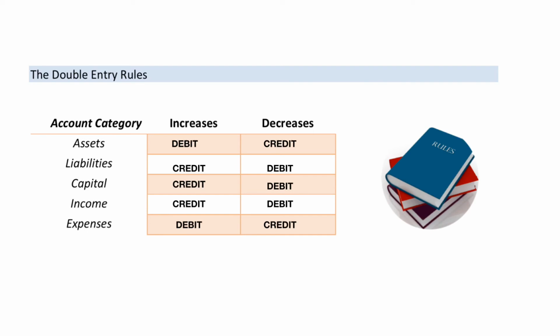Right. So when the liabilities increase, you need to credit it. When the liabilities decrease, you need to debit it. With capital, if the capital increases, you need to credit it. If the capital decreases, you need to debit it. If the income increases, you need to credit it. If the income decreases, you need to debit it. If the expense increases, you need to debit it. If the expense decreases, you need to credit it.